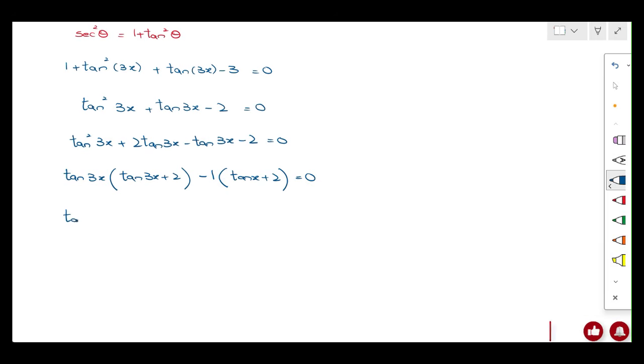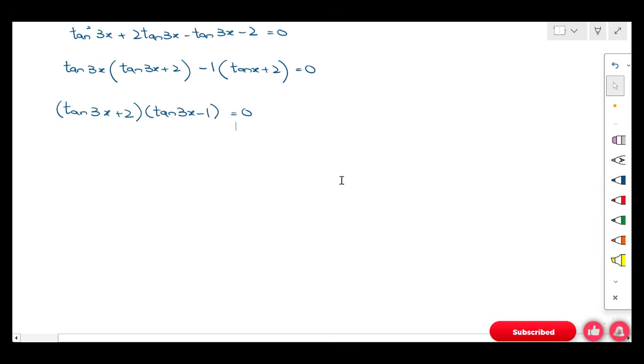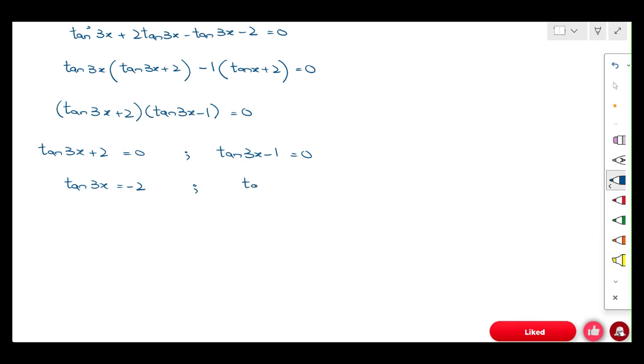Now the factors are (tan 3x + 2) and (tan 3x − 1), which equals 0. Let me put both factors separately equal to 0. Here tan 3x + 2 = 0, and tan 3x − 1 = 0. From here tan 3x is negative 2, and from here tan 3x is positive 1. Here tangent is negative, here tangent is positive.